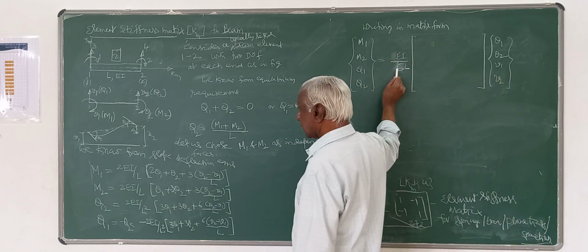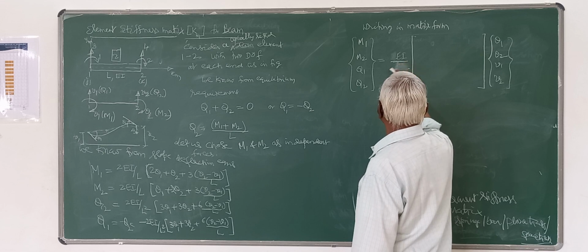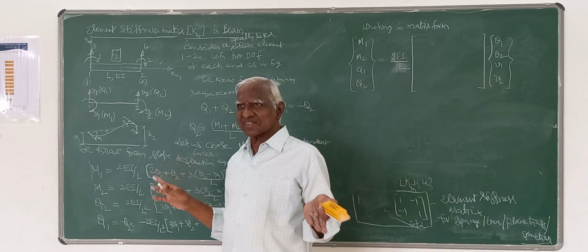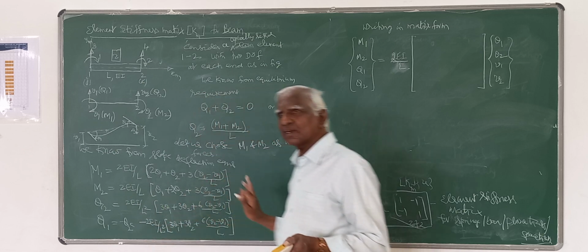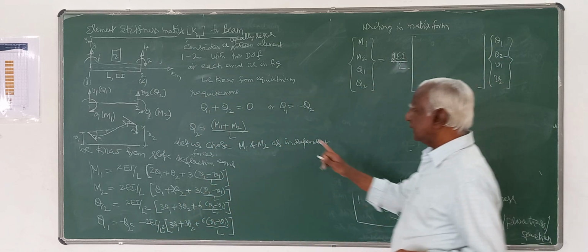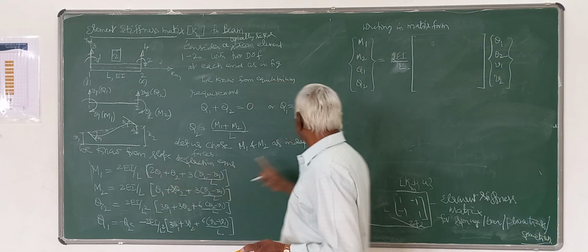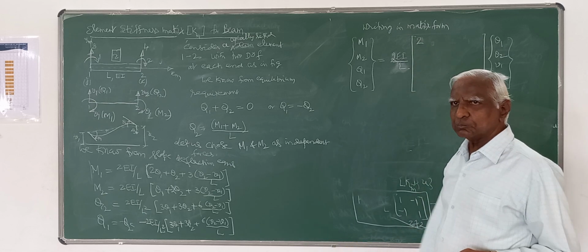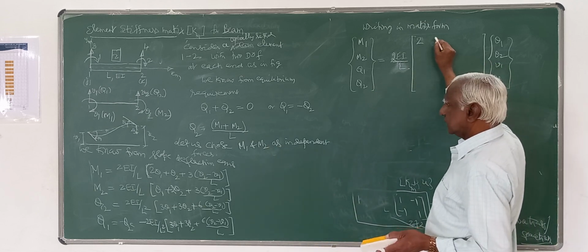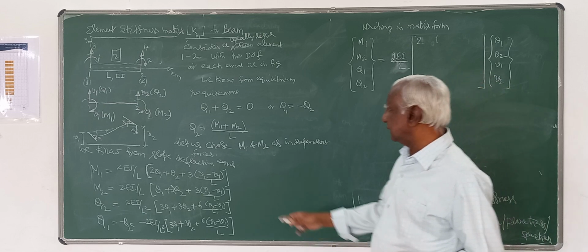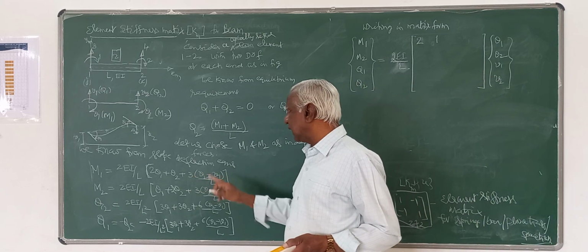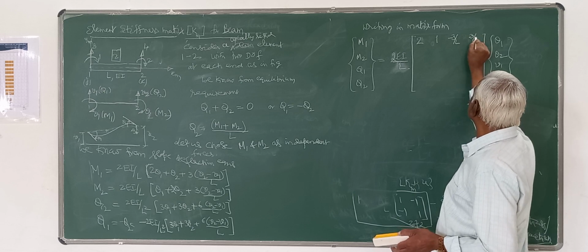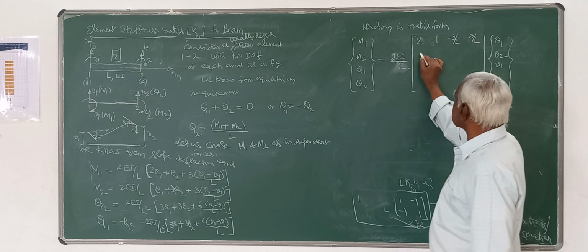All these things I have taken here are to avoid the confusion it may create for you. I will retain only 2EI by L. That is as simple as that. Let us not create problems. A very 2EI by L is there. I will take 2EI by L outside. And for M1, here it is 2 theta 1. Correct? Yes. So it is 2. Then theta 2, it is 1. Then this is minus 3 by L. Here it is plus 3 by L. So it has to be the same.